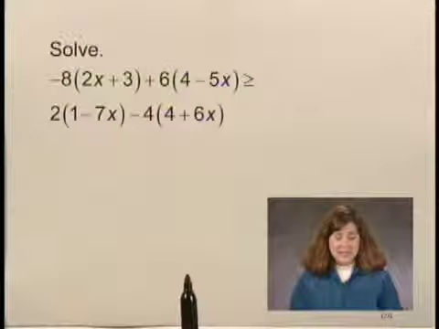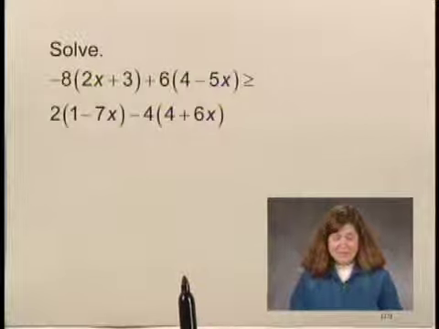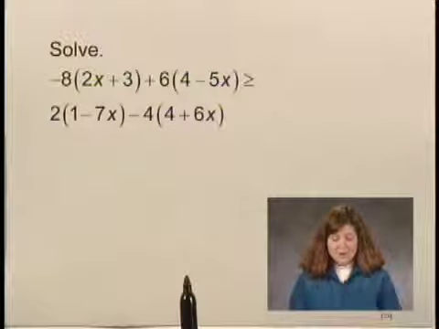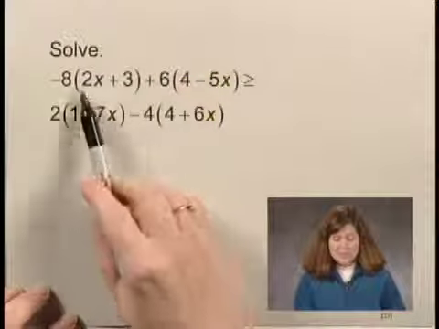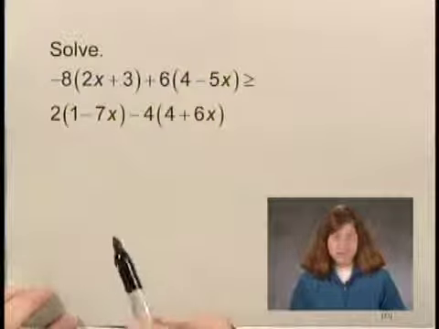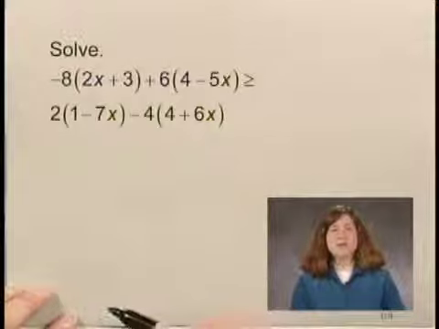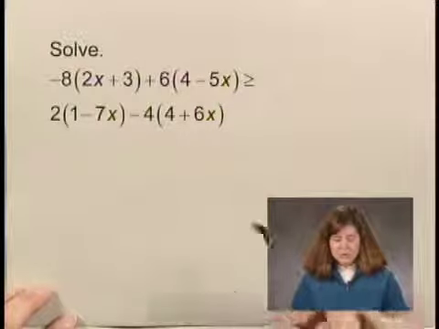In this exercise, we'll solve an inequality that at first glance looks rather complicated, but we'll take it step by step and we'll get a solution. We see that we're solving for x, and the first thing I notice is that there are a lot of parentheses. So I'm going to multiply through to eliminate those parentheses.